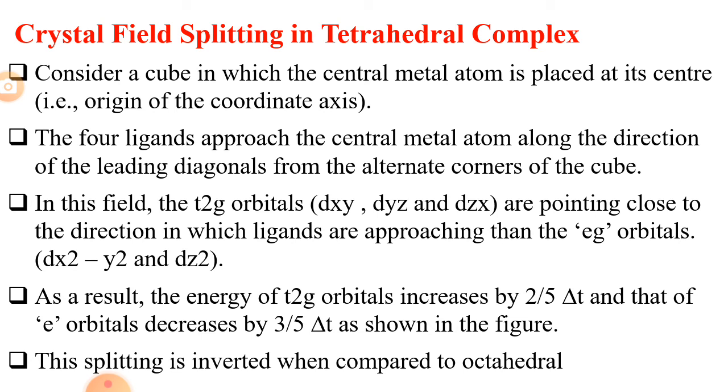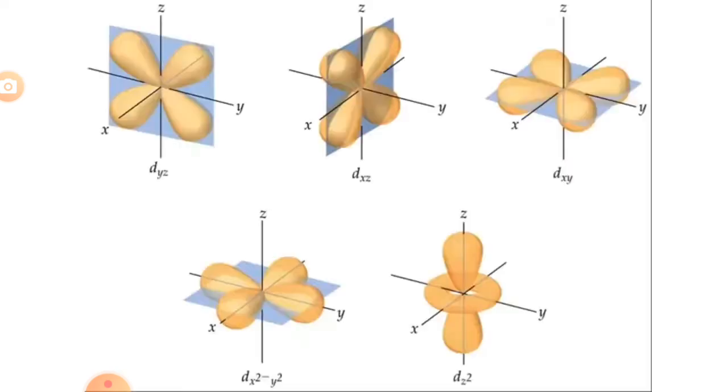In this field, the t2g orbitals, that is dxy, dyz and dxz, are pointing closer to the direction in which the ligands are approaching than the eg orbitals. So in the case of the tetrahedral complex, the t2g orbitals like dxy, dyz and dxz are pointing closer to the direction of the ligands. There are 2 sets of orbitals. The first one is eg and the second one is t2g. In the t2g set, there are dxy, dyz and dxz.